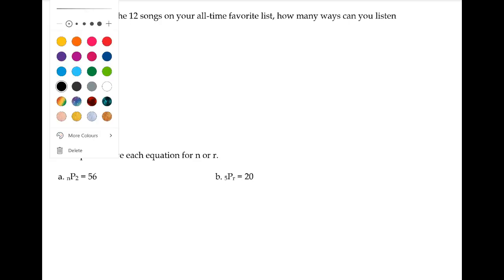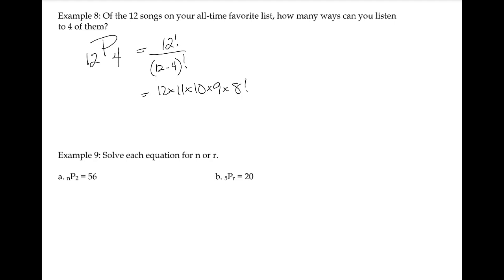So we would still use permutations, and so we've got 12 songs to choose from, but I'm only picking 4. And again, I can use my calculator to pump this out, but just in case, I've got 12 factorial over 12 minus 4 factorial, which is 12, 11, 10, 9, 8 factorial over 8 factorial. And that's going to get me some large number, specifically 11,880 different ways.